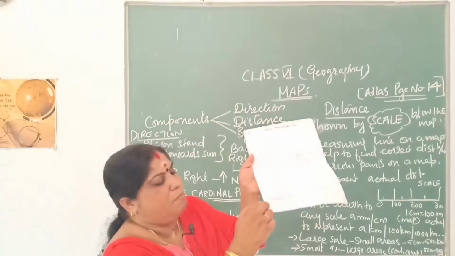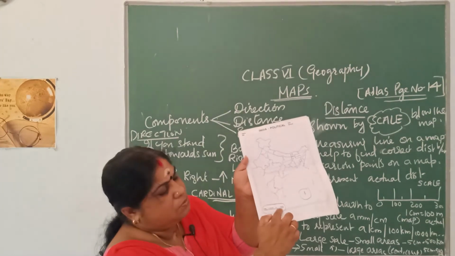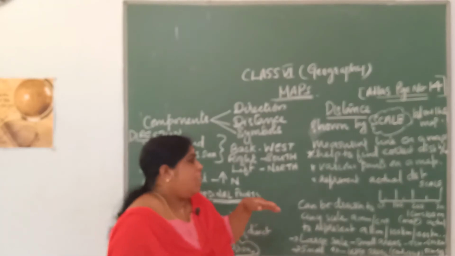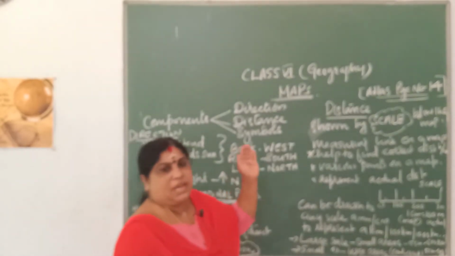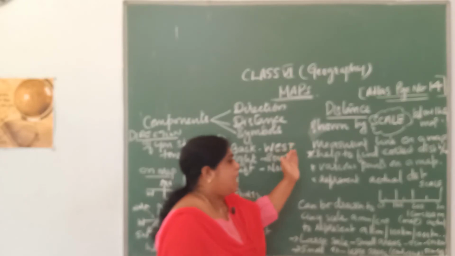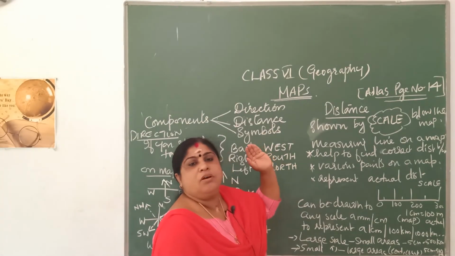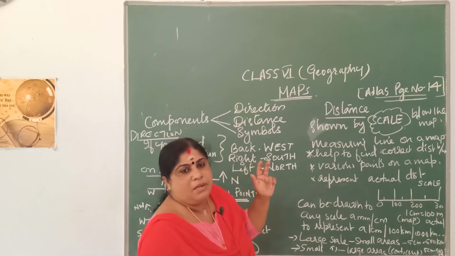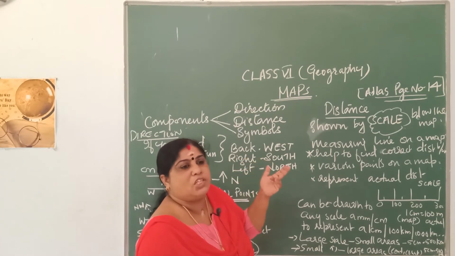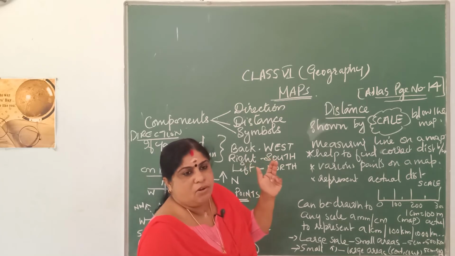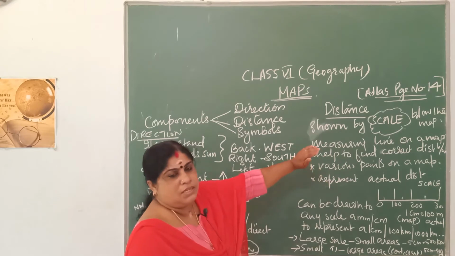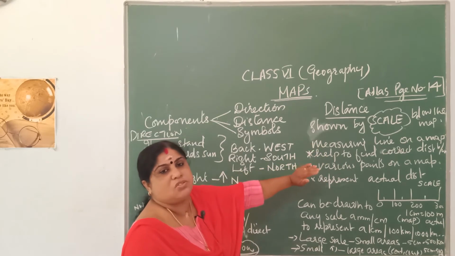So, each and every map will have such a description here, which shows that you must understand it's a scale drawn on a map. This scale is called a measuring line on a map, which is used to find out correct directions or correct distance between various points on a map. The distance between various points on a map can be measured accurately with the help of a scale. You can measure the actual distance of a place.